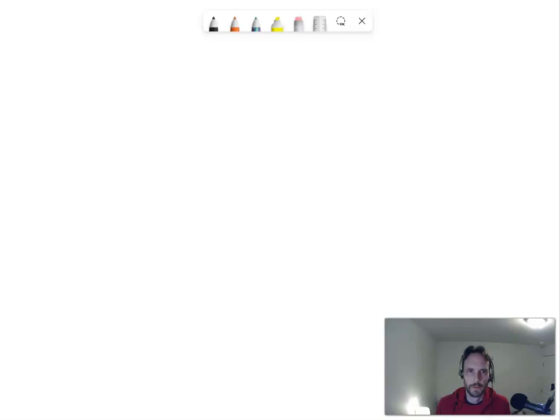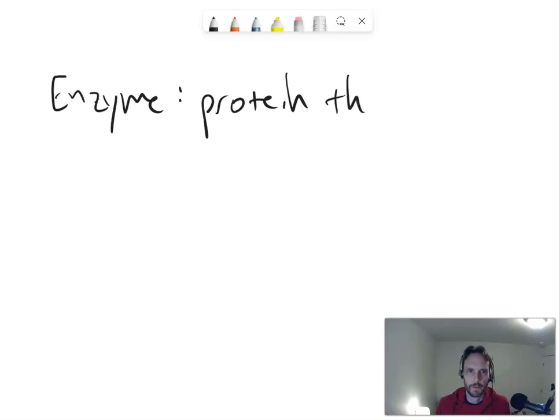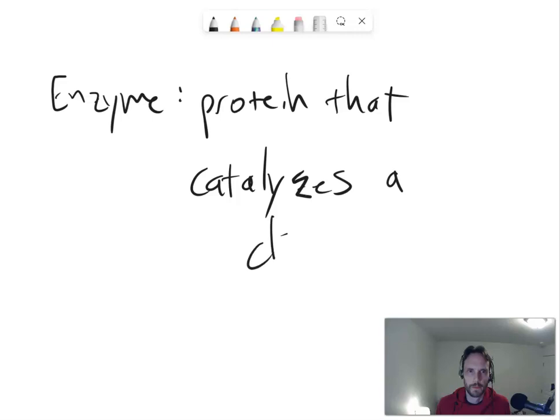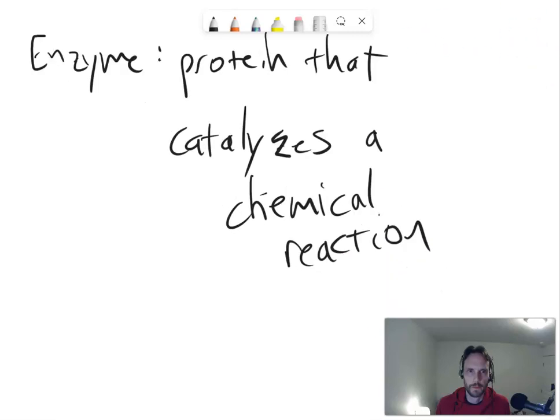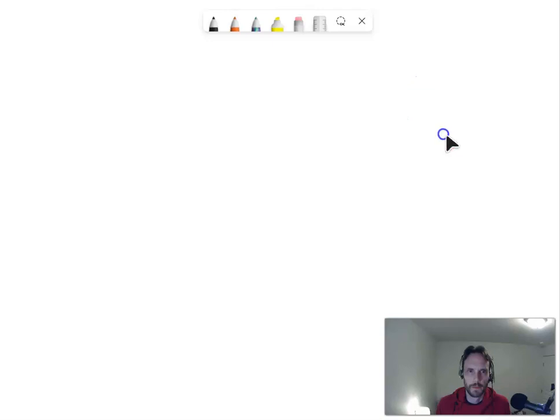So while we're here, let's define enzyme. An enzyme is a protein that catalyzes a chemical reaction. Okay, so why do we care about proteins that catalyze chemical reactions in cells?